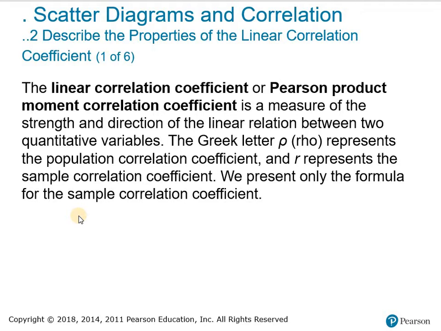The linear correlation coefficient is a measure of the strength and the direction of the linear relationship between two quantitative variables. The Greek letter rho represents the population correlation coefficient. Mostly we're going to deal with lowercase r, which is the sample correlation coefficient. We present only the formula for the sample correlation coefficient in this course. We're not going to study or discuss the population correlation coefficient.